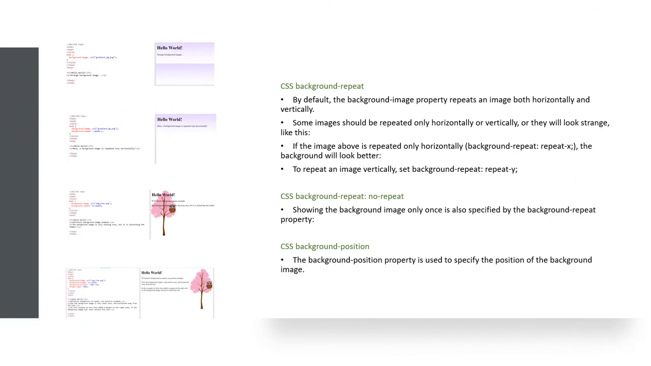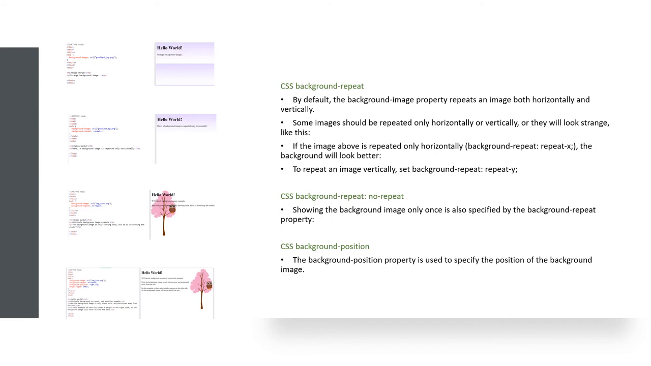Next we have the CSS background repeat. As we said, by default the background-image property repeats an image both horizontally and vertically. Some images should be repeated only horizontally or vertically, otherwise they may look strange like this. If the image is repeated only horizontally, repeat-x is used for repeating horizontally, and repeat-y is used for repeating vertically. The things will go on like this for the background.